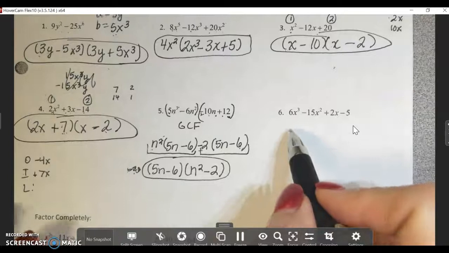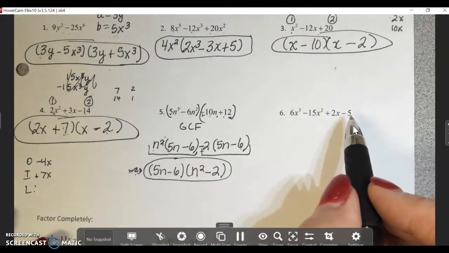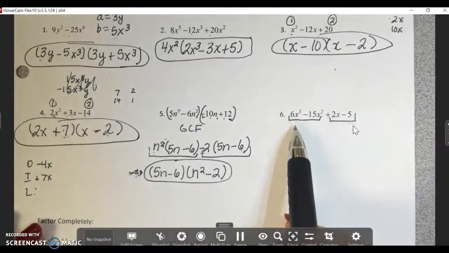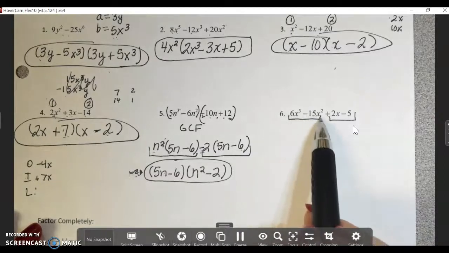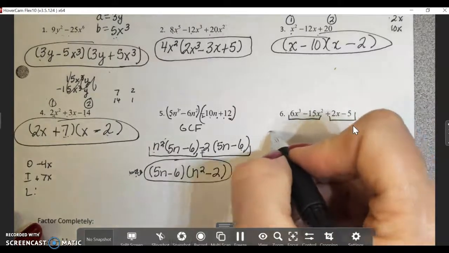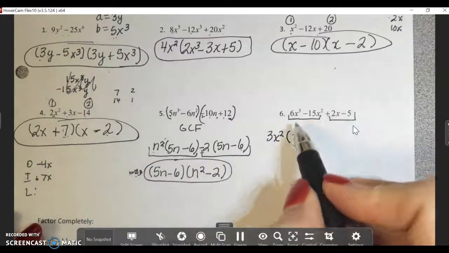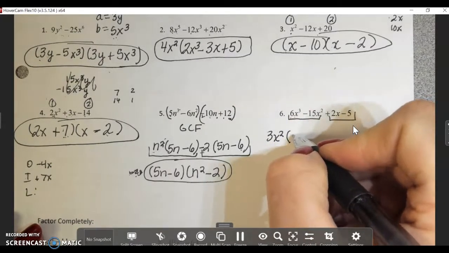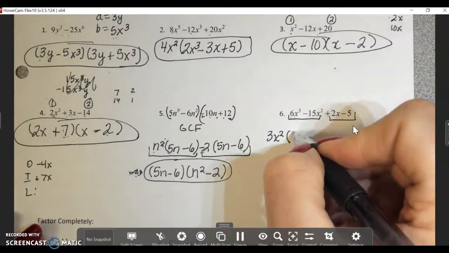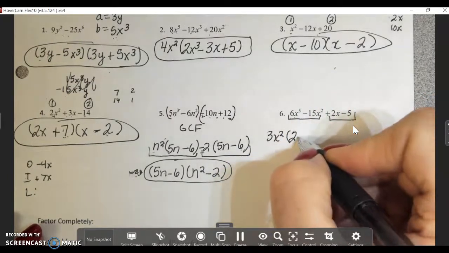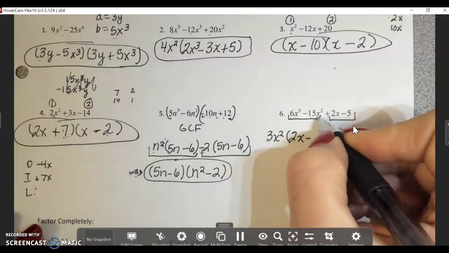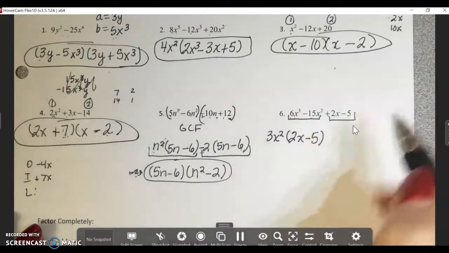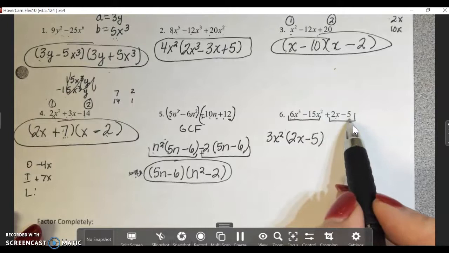All right, let's look at number 6. What am I going to be using with 4 terms? Grouping. I do 2 and I'm going to do 2. Is there a common factor for these two? 3x squared. What is 6x cubed divided by 3x squared? What's 6 divided by 3? And x cubed divided by x squared? Minus, what's 15x squared divided by 3x squared? 5. Now, is there a GCF for this one?